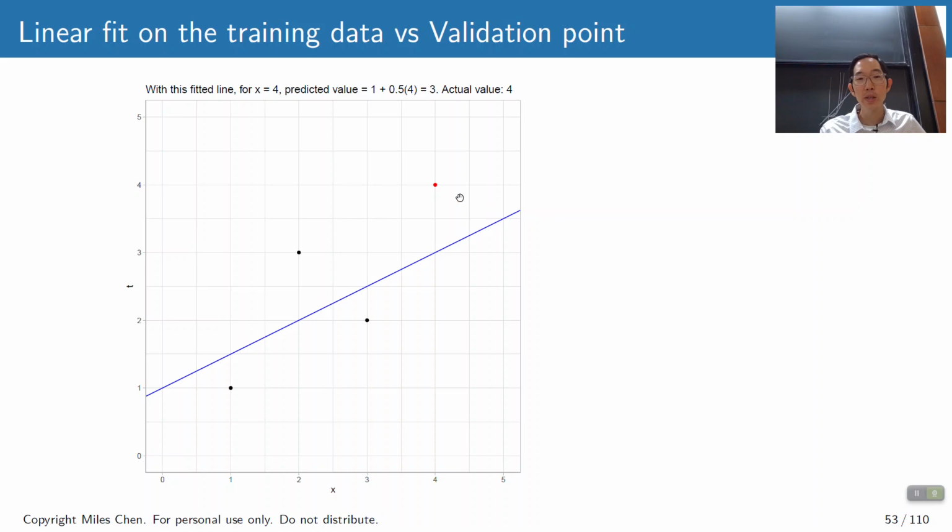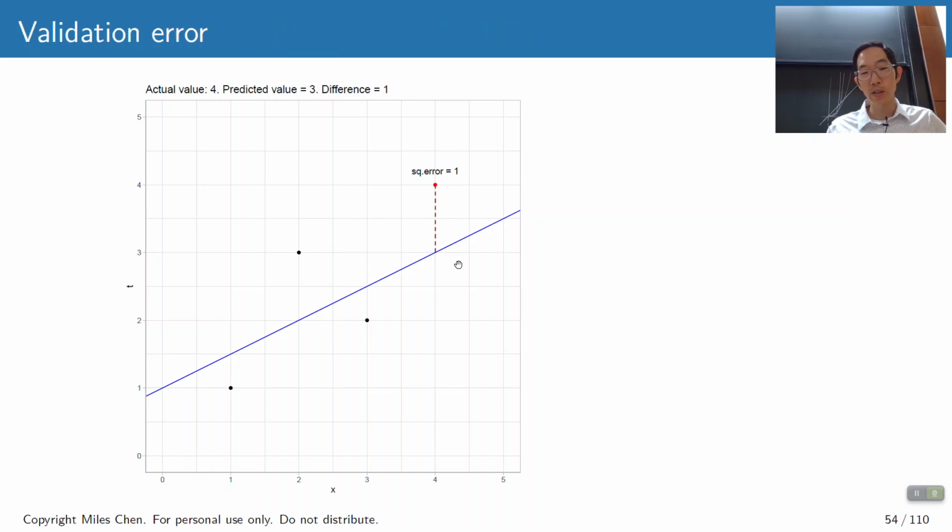And we're going to say, okay, what is the error between what my prediction line created and what the actual value is? So the prediction line predicts 3, and the actual value is 4, so I have a distance of 1. And if I square that, my squared error is 1. Okay, so that's the first observation.